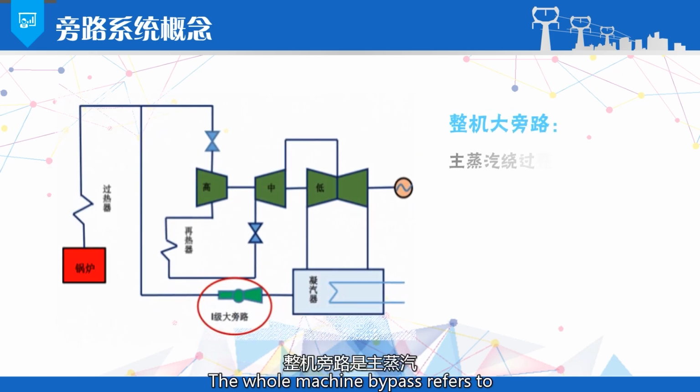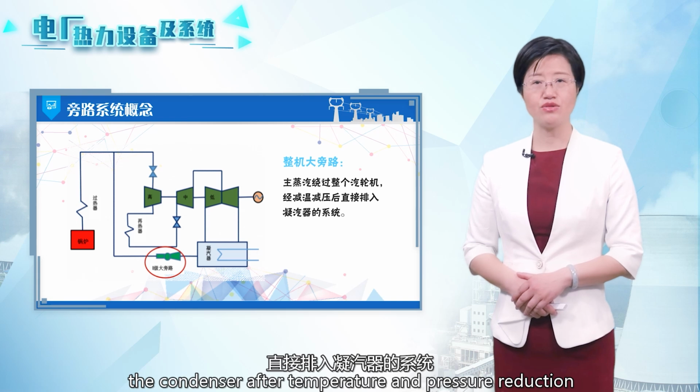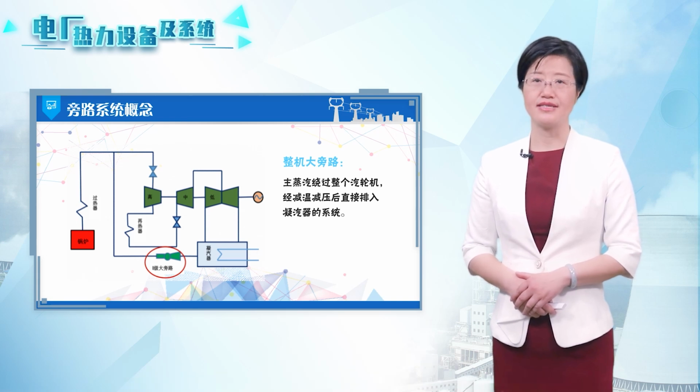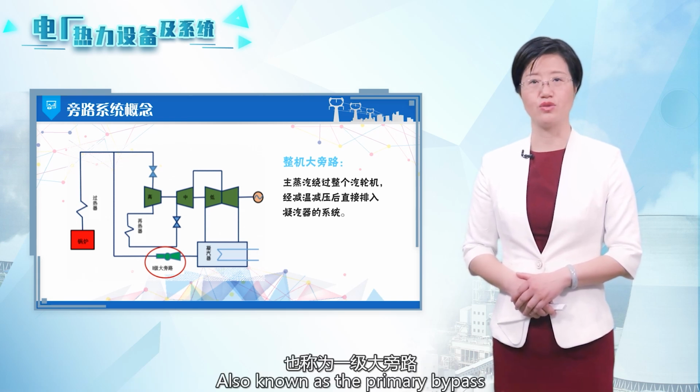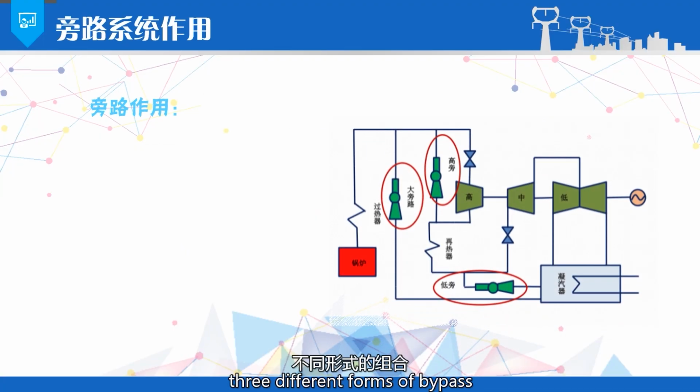The whole machine bypass refers to a system where the main steam bypasses the entire turbine and is directly discharged into the condenser after temperature and pressure reduction, also known as the primary bypass. The bypass systems of reheating units are all combinations of these three different forms of bypass.